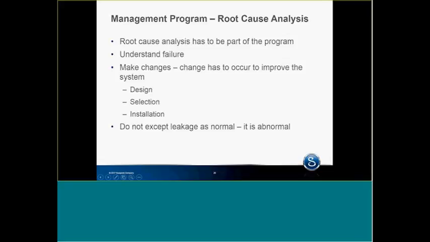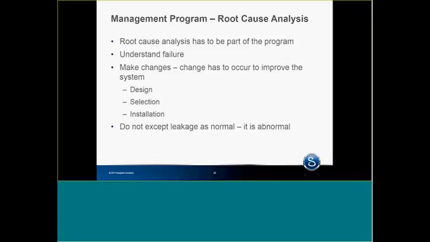Part of your program, this is a vital point. Just don't go out and fix the leaks and then expect it not to leak again. You've got to do root cause analysis, and it has to be part of the management program. It really, really does. You have to understand failure, and once you understand failure, make changes to improve the system. Change has to occur from design, installation, selection of products, vendor selection. Change has to occur. Just don't go out and fix leaks, because the leaks will come back again. So make changes.